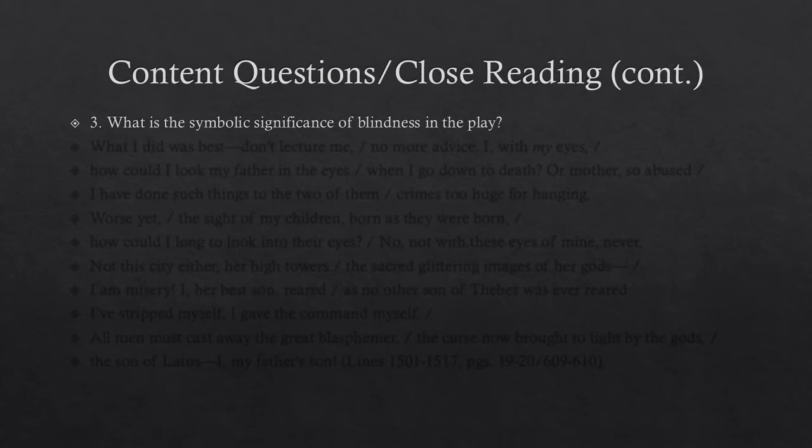fulfilled the prophecy. And the prophet Tiresias has been trying to say, don't be so relentless. You won't like the truth you're about to hear. And then once he hears the truth, he gouges out his eyes. So what does blindness represent?